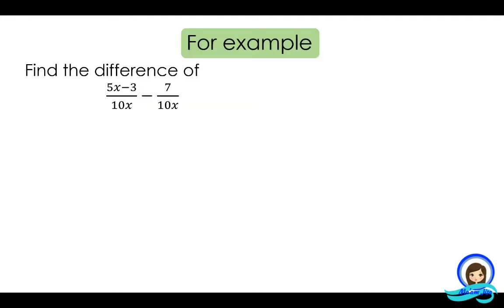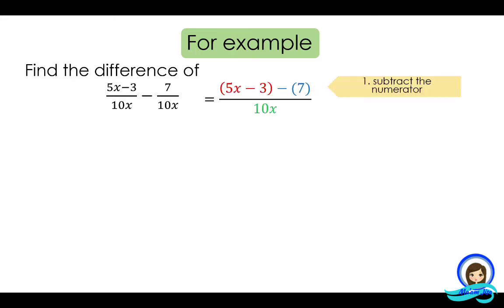Next example is to find the difference of quantity 5x minus 3 over 10x minus quantity 7 over 10x. Their denominator is both 10x, therefore they are similar. So first, you need to subtract the numerator. So we have that one, and then of course you copy the similar or common denominator.